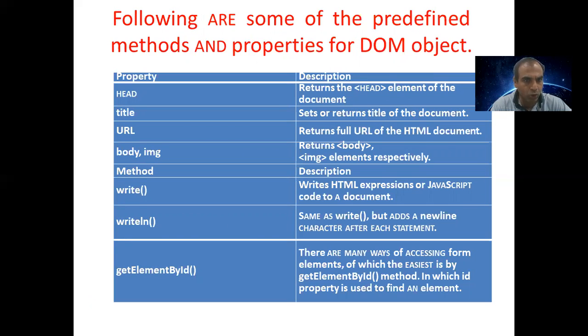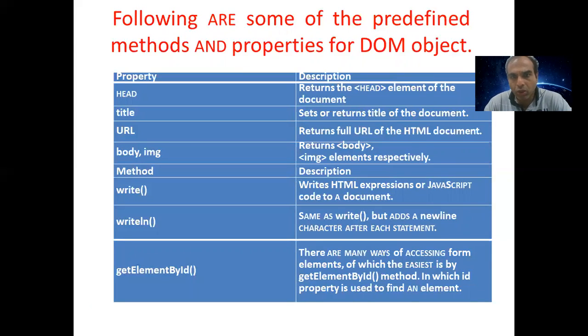head, title, URL, body, image, method, writeln, that is write new line, getElementById, to find out the identification of that ID. So what is that given property? Head. It returns the head element of the document. It shows you the heading section of the document. Title shows the title of that form, the title of that window.